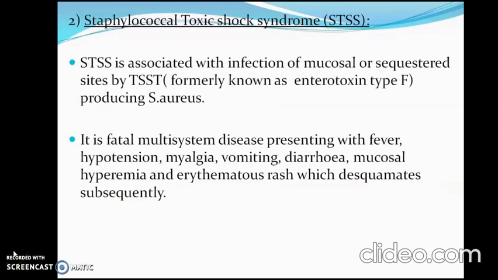The next one is the staphylococcal toxic shock syndrome. It is caused by the toxic shock syndrome toxin, termed as TSST. It is a fatal multisystem disease presenting with fever, hypotension, myalgia, vomiting, diarrhea, mucosal hyperemia, and erythematous rash, which desquamates subsequently. Here, myalgia refers to pain in muscles, and hyperemia refers to the increased amount of blood in the vessels of an organ or tissue in the body.